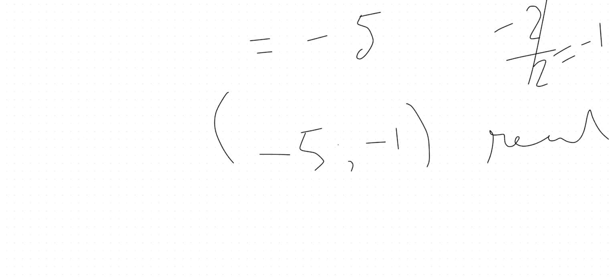-5 and -1. These two numbers are real numbers, and these are your real and distinct roots. Okay, real and distinct roots.